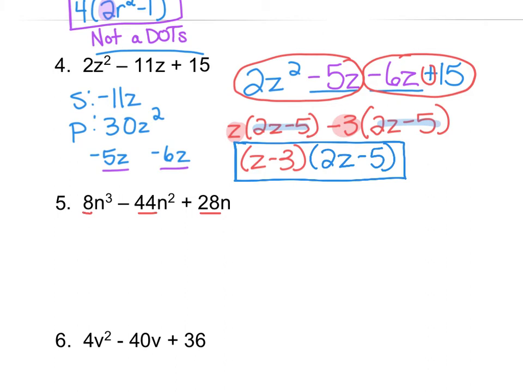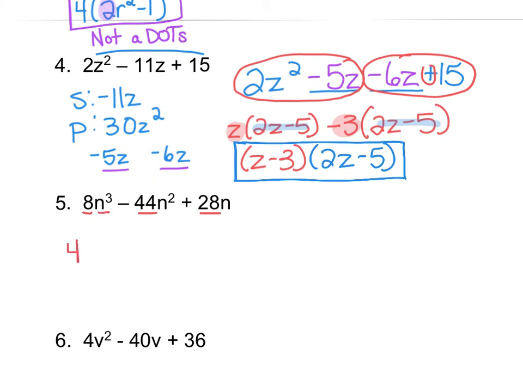Well, I can see that I can take a 2 out of those. Is there anything else that I could take out of all those? So let's try 4. 4 will go into 8. 4 will go into 44 11 times. 4 will go into 28 7 times. So it looks like 4 will work.